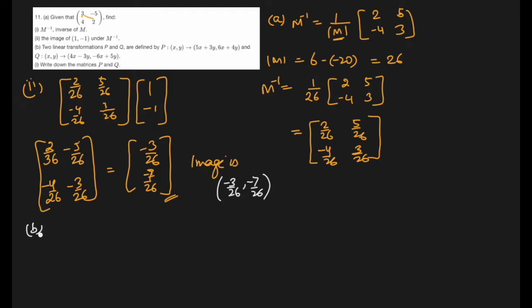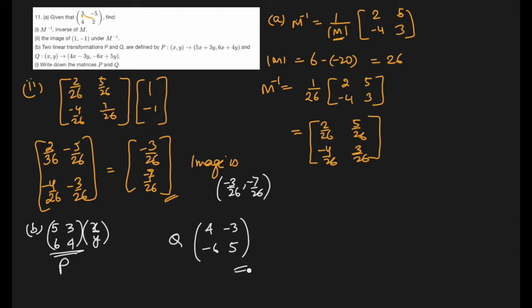Two linear transformations are this. So if (x, y) is transformed, what will be the matrix? They're saying write down the matrix P and Q. Resultant is 5x plus 3y. That means x multiplies with 5 in the first case, and 3y in this case, and 6 for this. So this becomes P. What about Q? Q will be 4, minus 3, and negative 6, 5 by the same logic.